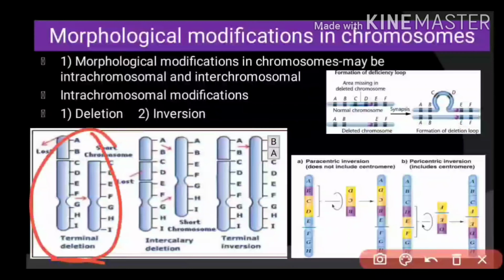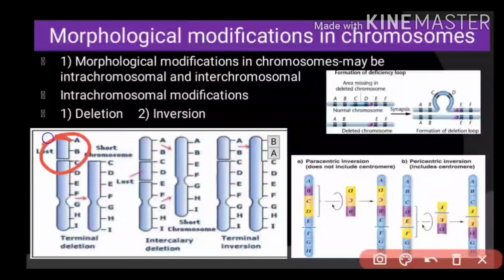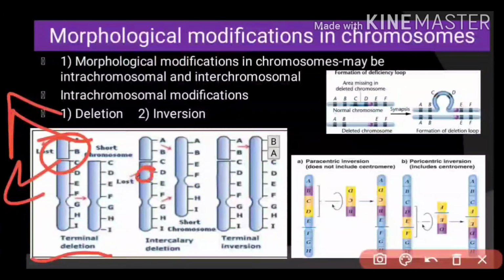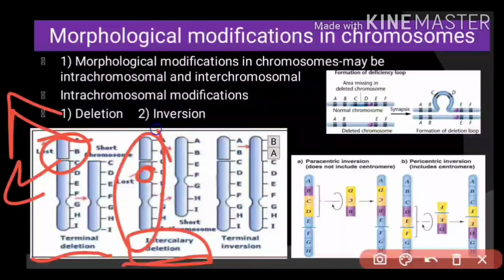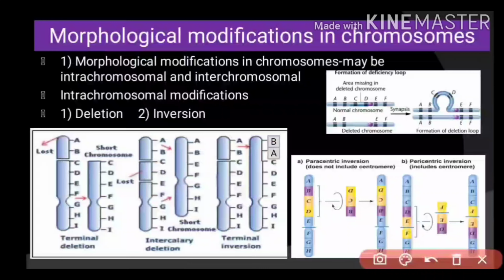This is deletion. In the deletion, the part is deleted or lost. So you can see this chromosome. This is the original chromosome, and in this, the AB part is deleted. Now the modified one is shorter in length because the part is deleted. This is a terminal type of deletion because it is taking place from the terminal end. Now if the deletion is from any other part, not from the terminal part, then we call it an intercalary deletion. So in this figure, this is the original chromosome. Here you can see the CD part is deleted.